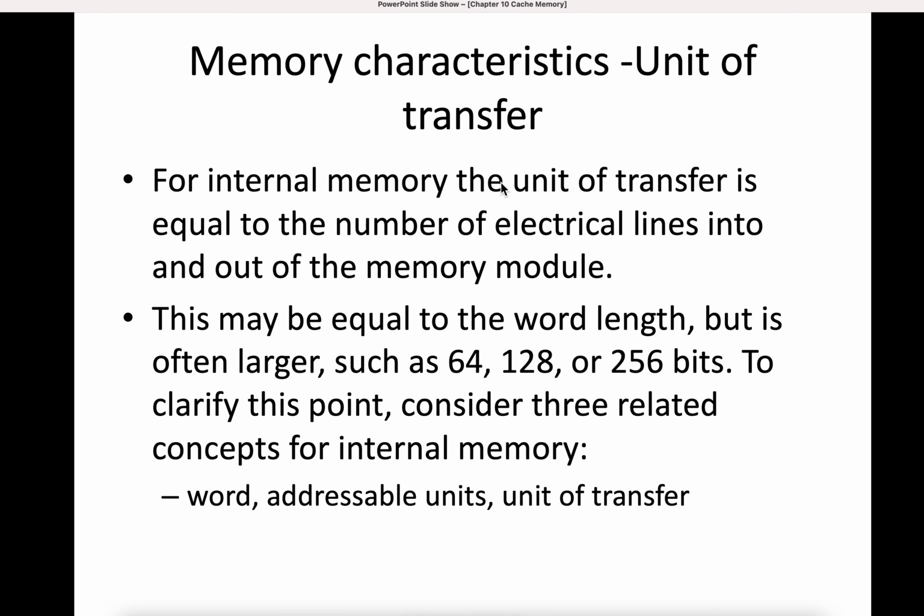The next characteristic is the unit of transfer. The unit of transfer for internal memory is equal to the number of electrical lines into and out of the memory module. So it might be equal to the word length, or sometimes larger, such as 64, 128, or 256 bits.